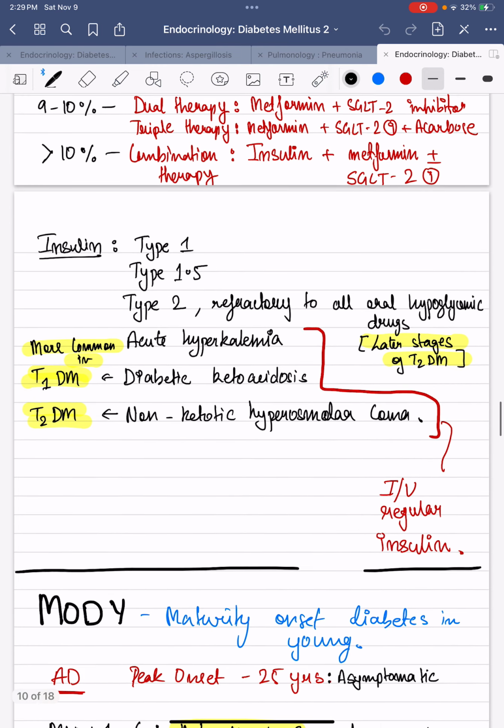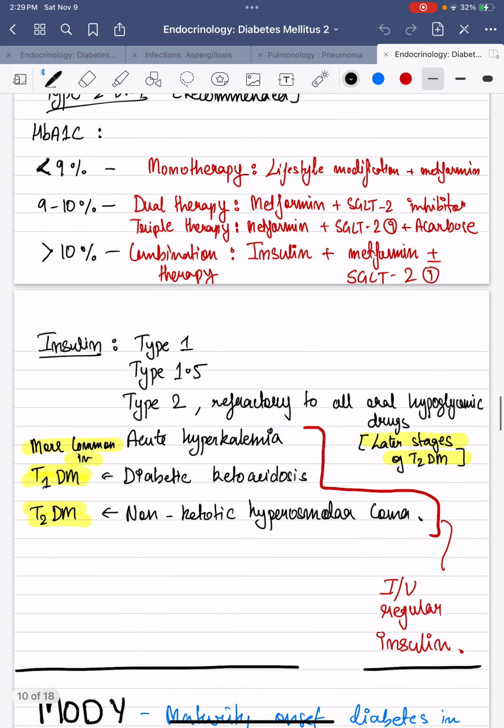So in insulin, there are different types of insulin, and there are insulins which are used in different types of diabetes. So we saw it is used in type 1 and type 2 diabetes mellitus, but it is also used in type 1.5 diabetes mellitus, which is called MODY.